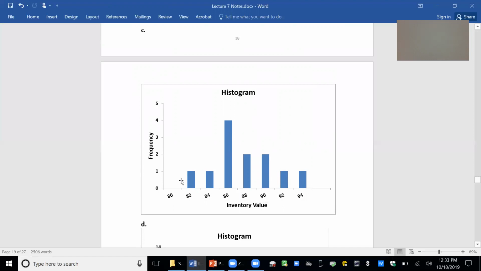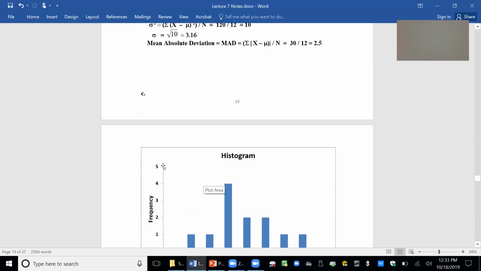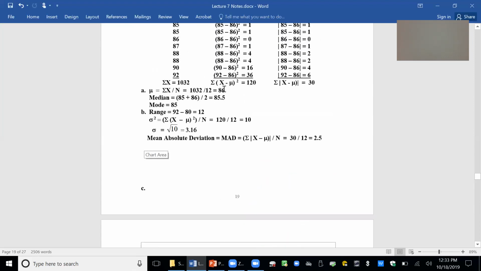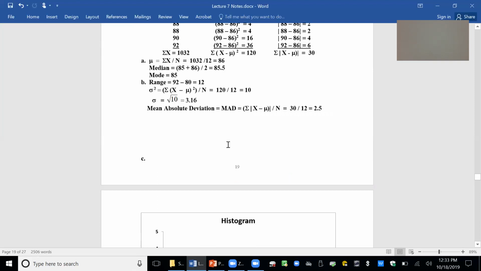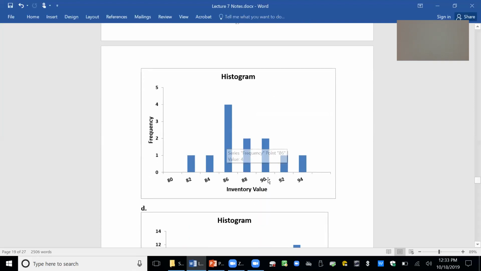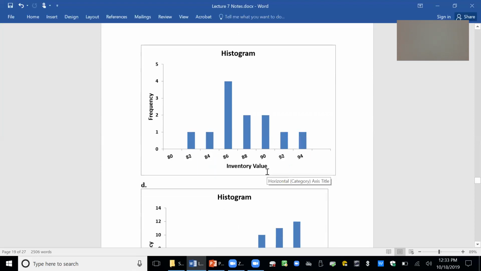So we have a distribution that looks like a slight skew to the right. It doesn't look exactly symmetric. It looks like there's a little ski jump going over here to the right. So was our mean a little bigger than our median? Well, yes, it was. 86 is the mean and the median is 85.5. So we'd say we have a slight skew to the right.